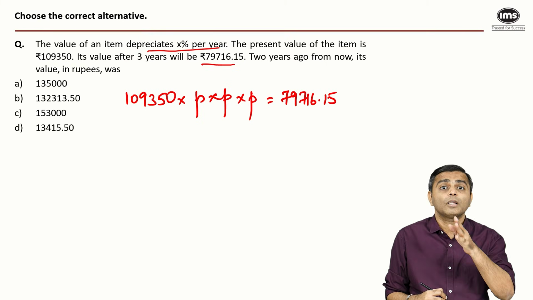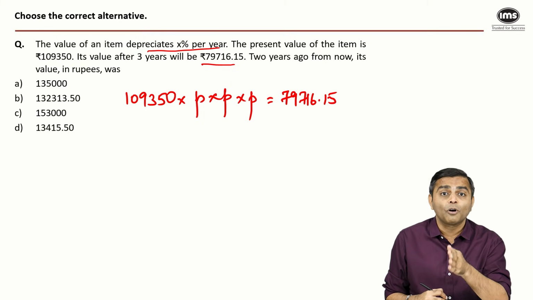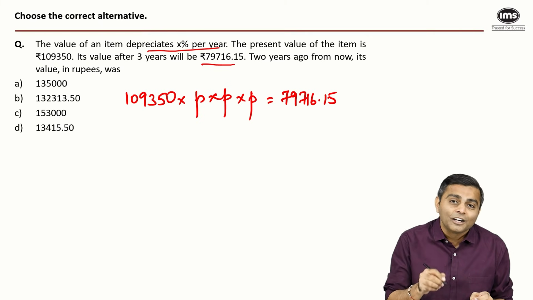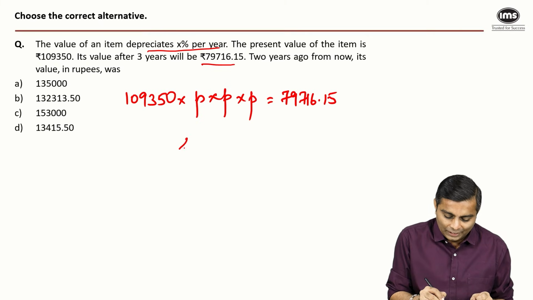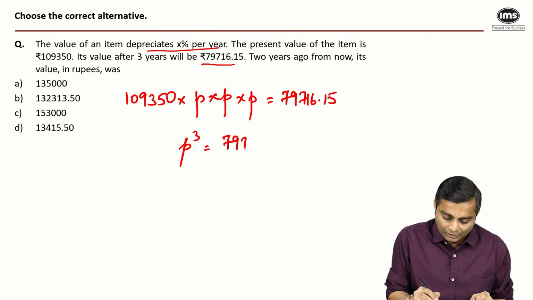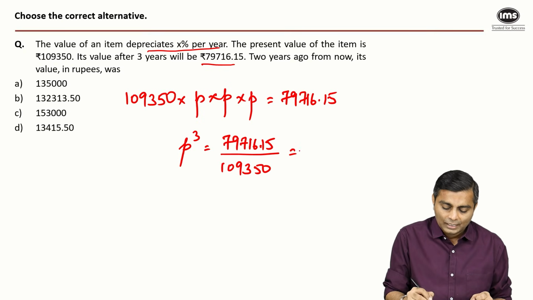79716.15. Remember, you are in an IIM Bangalore mock and you have access to your on-screen calculator. Here, I will want you to use your on-screen calculator. Calculate the value of P cube. P cube is nothing but 79716.15 divided by 109350. I did this on my calculator. I found this as 0.729.